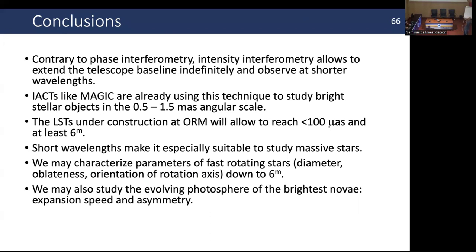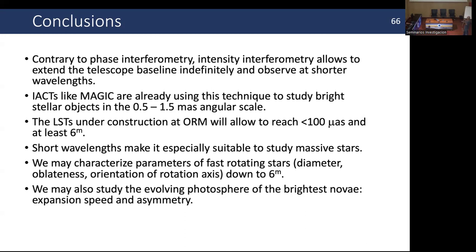The LSTs are under construction. Actually, I didn't add it here, but LST1 is already taking data with MAGIC. The next LSTs will come very soon. We will go to even shorter angular resolutions, less than 100 microarcseconds.